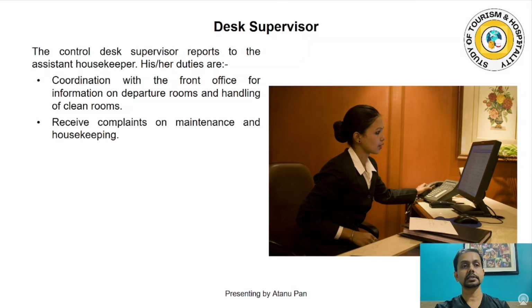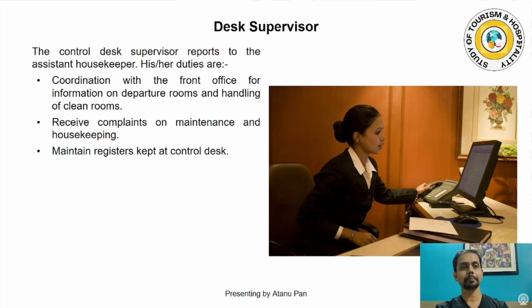Okay, and receive complaints on maintenance and housekeeping. So if any type of maintenance work is required in any room, for example, AC not working, fan not working, television not working, or any housekeeping task like cleaning is required in any room, those types of complaints are received by the desk control supervisor. How? Because the main communication center is the desk control room. Okay, the telephone is there. If anyone wants to speak in the housekeeping department, the call will come to the desk control supervisor only, even the guest or any staff of the hotel.